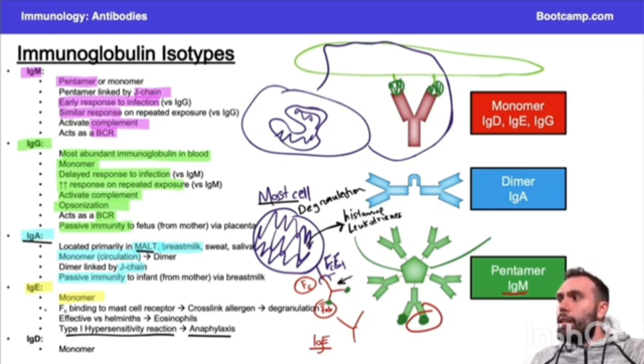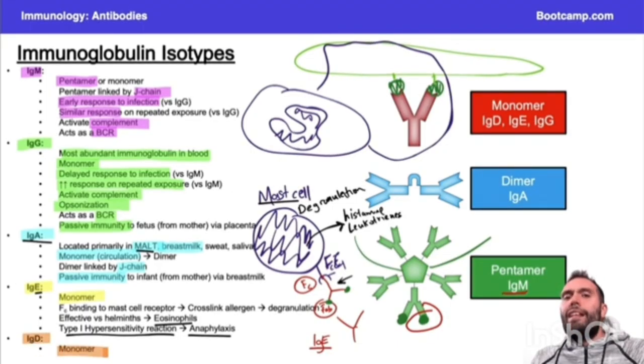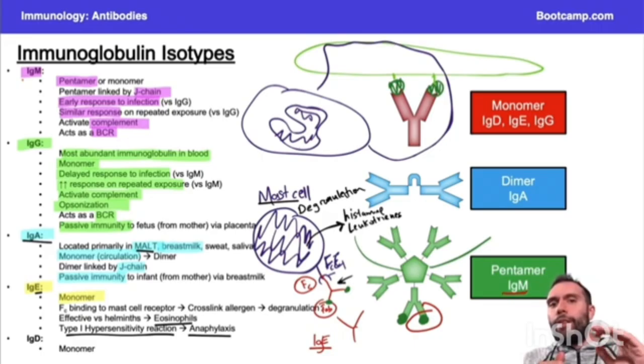Now, in general, like we said, the IgE response is going to be particularly effective against helminths, and we can remember IgE with eosinophils. And lastly on here, we have the IgD antibody, which is not particularly high yield in general. We won't go into too much detail on this. Just remember that it's a monomer. So the big things here, like we said, just make sure you're familiar with the different structures of the immunoglobulins, their function, and then any specific pathologies they're involved with.